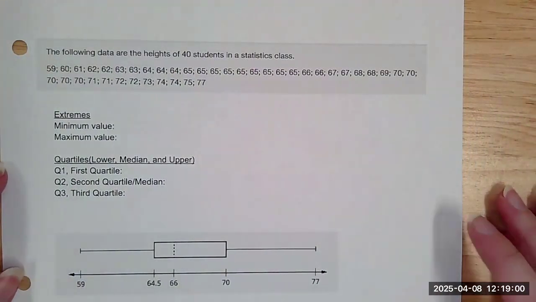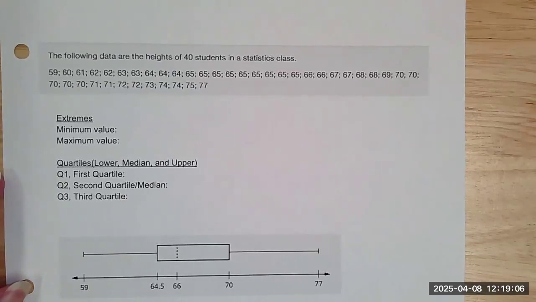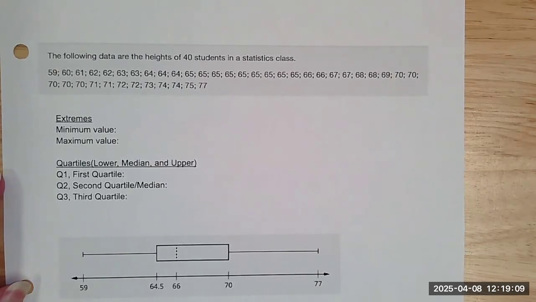The following data are the heights of 40 students in a statistics class. Okay. We already have them ordered from least to greatest. That's the good news, because if there's 40 data points, you don't want to have to put those in order from least to greatest by hand. That would be crazy. You'd be writing a whole bunch of things and crossing them out and be like, did I miss any? We have them in order already.